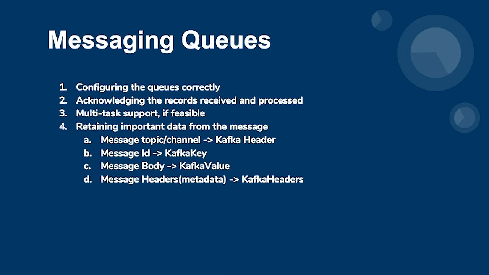So as I mentioned before, we should appropriately configure the messaging queues to avoid duplicate messages being processed by the connector, acknowledging the records received and converting these messages into Kafka records. The topic and subscription ID of the queue can go into the Kafka record header. There are a few of the mappings that I want to mention. The message ID can be the Kafka key, and the message body the record's value. So this is how we can set the mapping between an actual message from the message queue and a Kafka record.